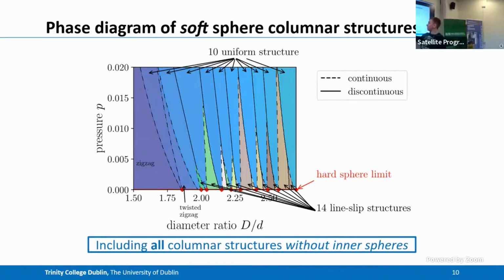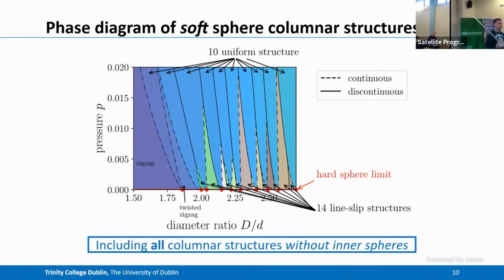We have here the pressure P on the y-axis and the diameter ratio D on the x-axis. And we actually, so increasing the pressure essentially means you're making the sphere softer. So we actually have the hard sphere limit at p equals 0, and we managed to reproduce all of Adil's structures from his hard sphere simulations. And these are these 10 uniform structures and the 14 line slip structures. And what we noticed in this phase diagram is that these line slip structures all vanish with increasing pressure. So the softer you make the system, the more the line slips vanish.